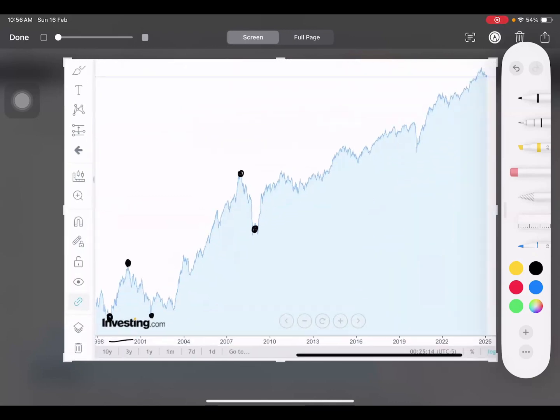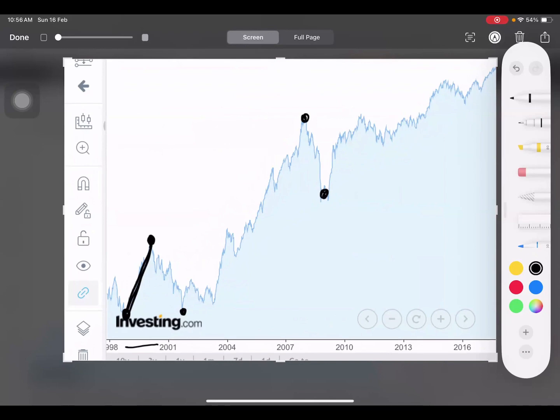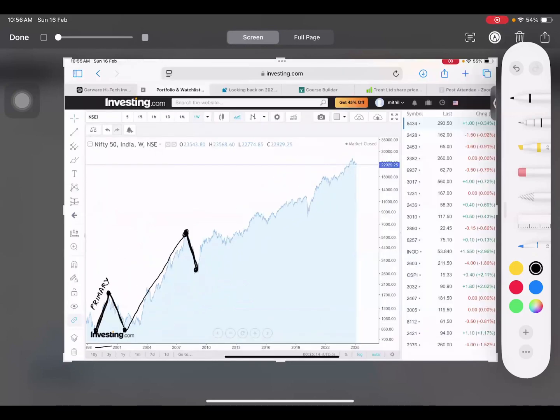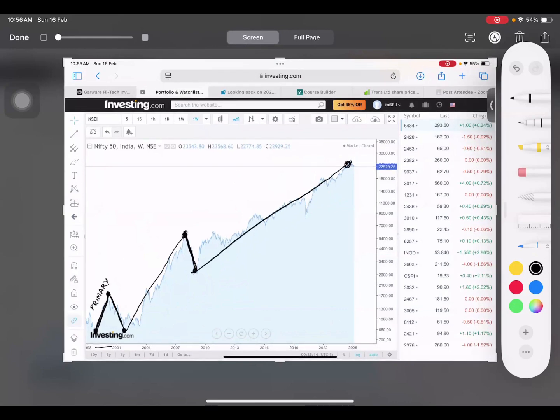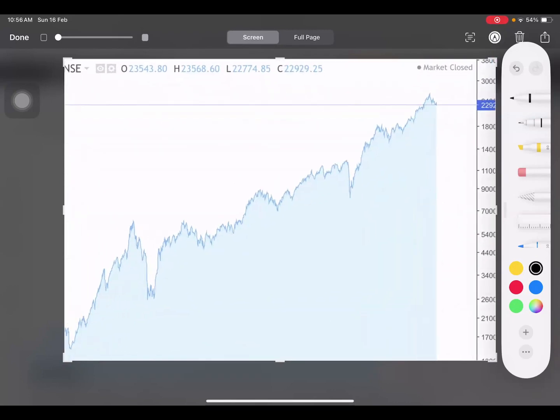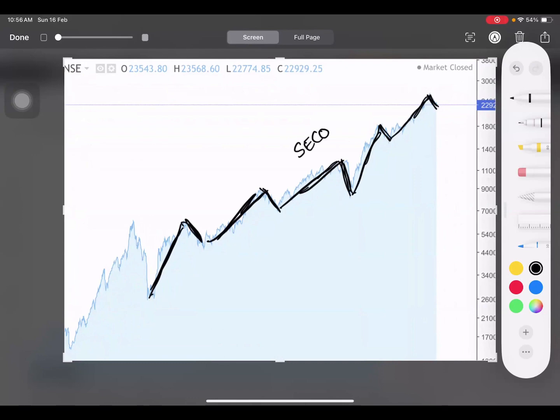Okay, let's stick to what we know. This looks like a primary bull market because it is large, it is lasting in years. This looks like a primary bear market. This looks like a primary bull market. And this looks like a primary bear market. And this also looks like a primary bull market. Within these primary bull and bear markets, you can see that there are smaller movements. These are called secondaries, secondary movements.